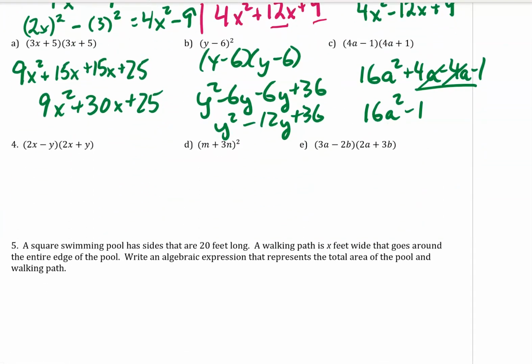Problem number 4. Now I have x terms and y terms, two variables. Well, my process remains the same though. 2x times 2x is 4x squared. 2x times y. Well, I can't really multiply x times y because I don't know what they are. So instead, I list all three terms, the 2, the x, and the y, as all being multiplied together.